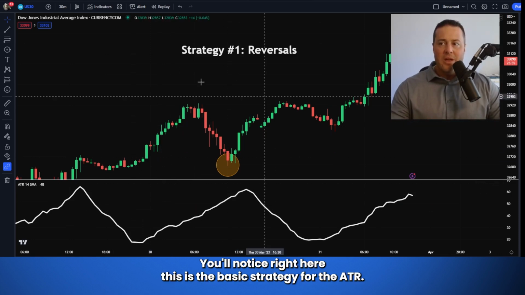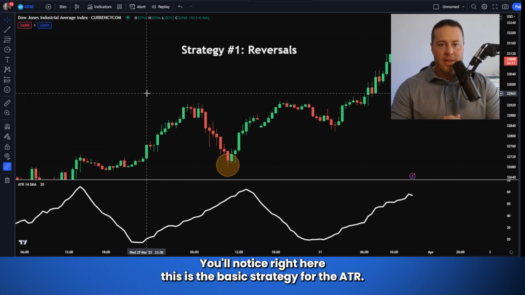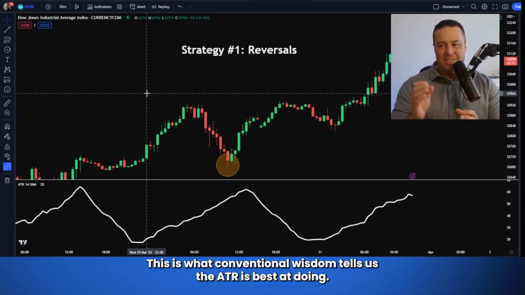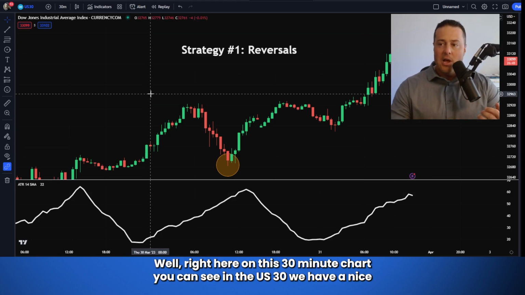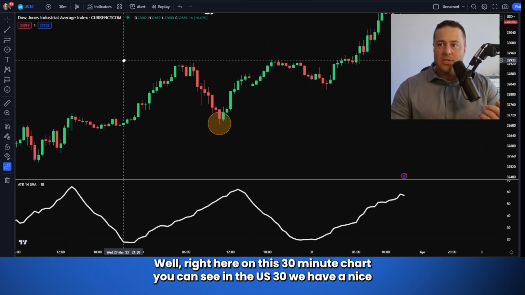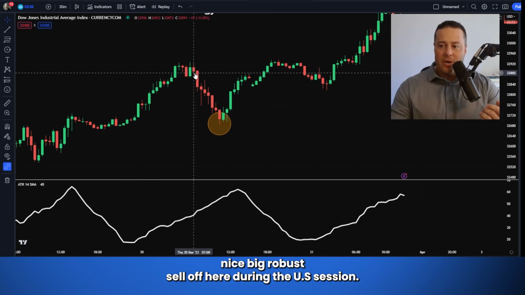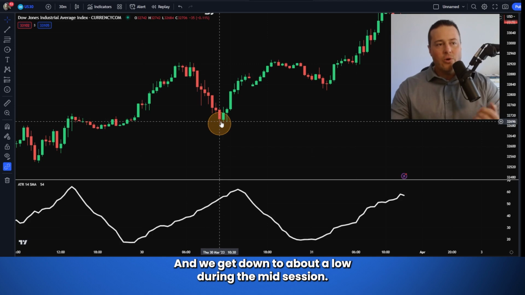And you'll notice right here, this is the basic strategy for the ATR. This is what conventional wisdom tells us the ATR is best at doing, and that's trading reversals. Well, right here on this 30-minute chart, you can see in the US 30, we have a nice big robust sell-off here during the US session, and we get down to about a low during the mid-session.